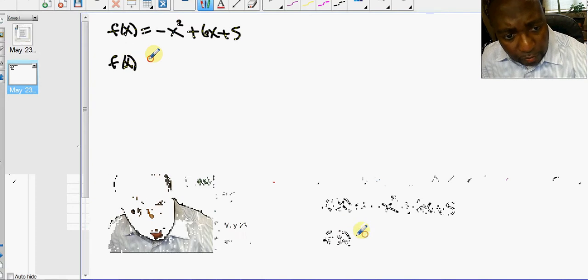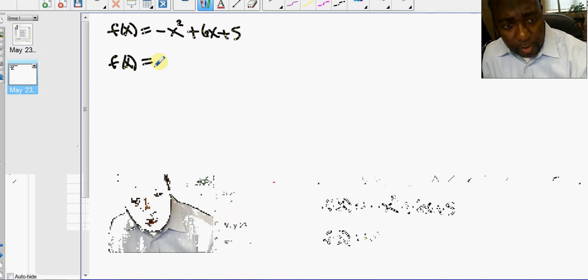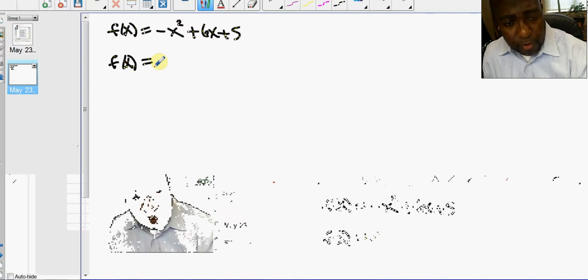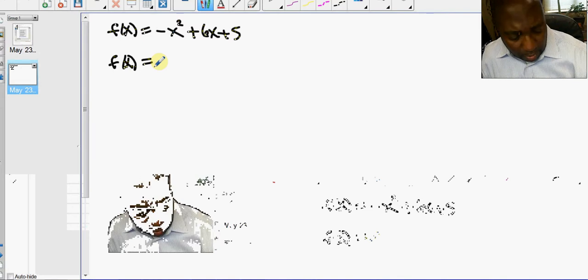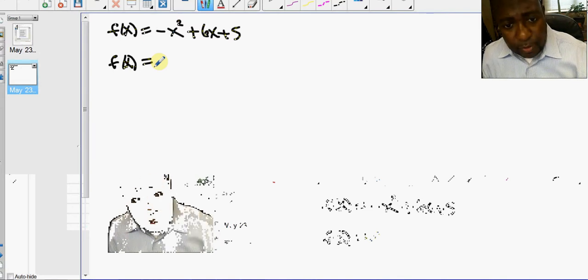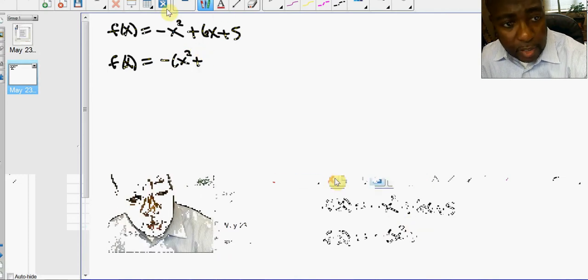So to find the vertex, you can do this a couple ways. Take the first derivative and be done with it, or you can go through the process of completing the square. I'm going to complete the square because after I find the vertex by completing the square, I can easily find the x-intercepts. I'm going to factor out a negative from the first two parts.